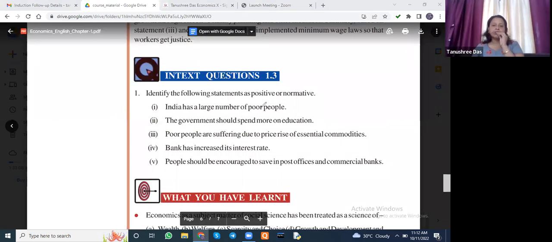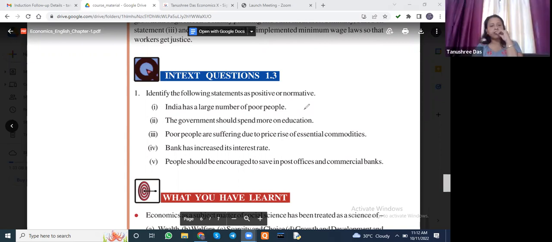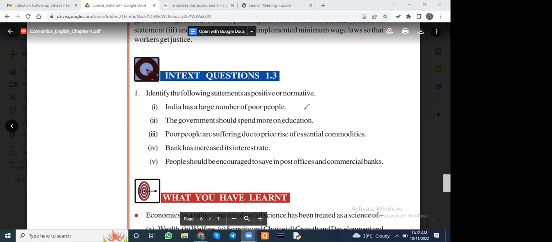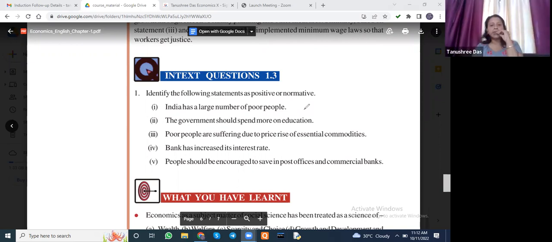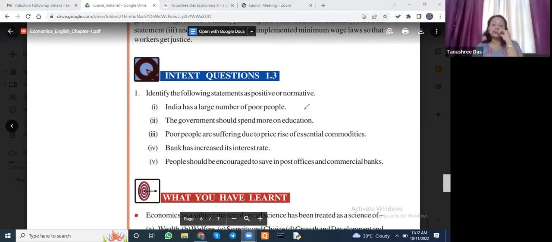India has a large number of poor people. What kind of statement is it, Raima? Positive. Positive, yes, Zeno. Raima, what kind of statement is it? India has a large number of poor people. Ma'am, positive. Exactly. It is telling about what is actually happening, the current status of India. That is why it is positive.